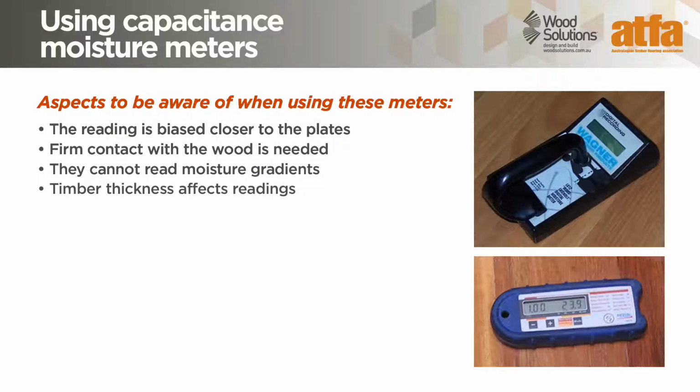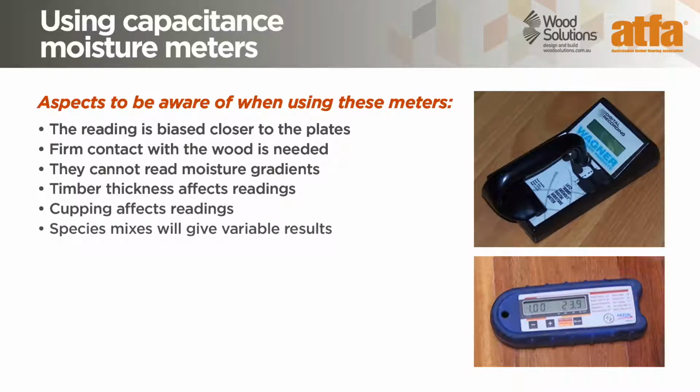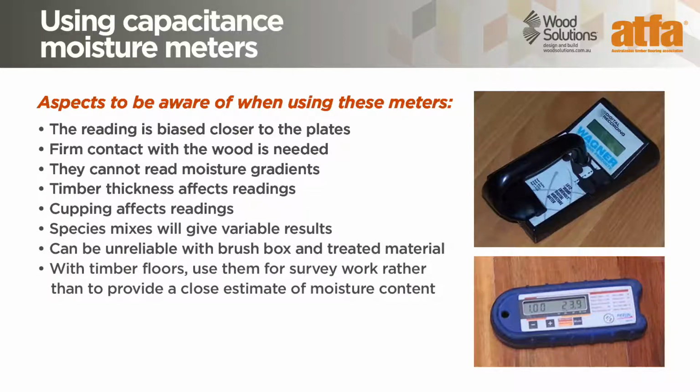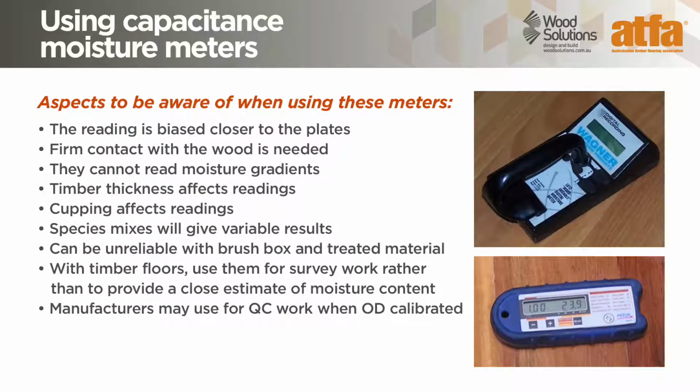Timber thickness affects readings. Cupping affects readings. Species mixes will give variable results. They can be unreliable with brush box and treated material. With timber floors, they are used for survey work rather than to provide a close estimate of moisture content, and manufacturers may use these meters for quality control work when calibrated with oven dry testing.